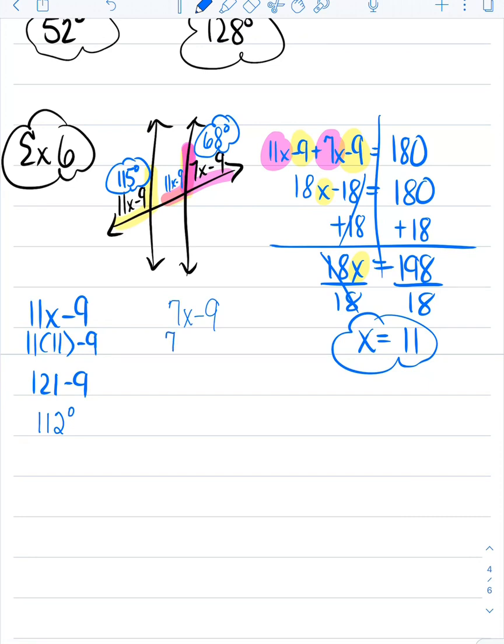And now let's find the other angle measure. We'll do 7 times 11 minus 9. 7 times 11 is 77. Take away 9 will give you 68 degrees. So one angle is 112 degrees and the second angle is 68 degrees.